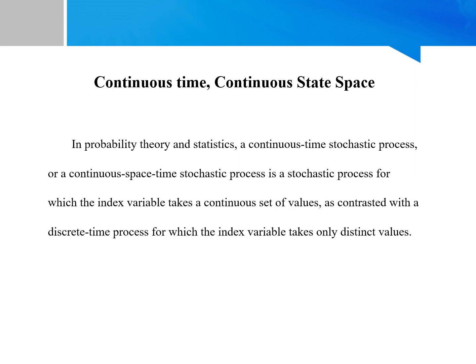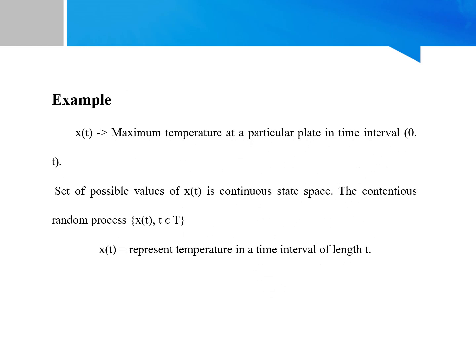In probability theory, a continuous time stochastic process may be constituted with either a discrete state space or a continuous state space. If the state space is continuous, then the stochastic process will be a continuous time and continuous state space stochastic process. For example, the maximum temperature at a particular place in a time interval 0 to t. The set of possible values of X(t), that means the outcome, will be the continuous state space.